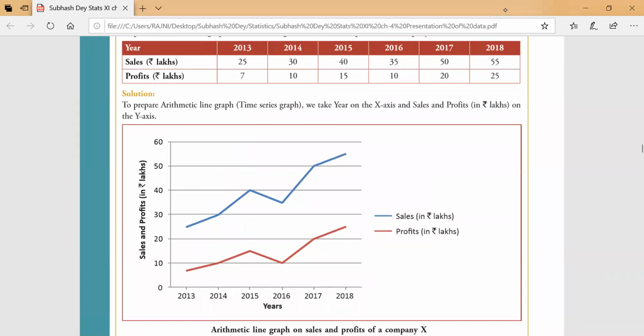So we have studied two topics. The pie chart, which is a circular diagram in which the data is first converted into percentages, then into degrees, in order to represent it in the form of a circle. And second, we have studied the arithmetic line graph, in which the data is mainly presented on the basis of the time period, and it is prepared in the form of a graph.